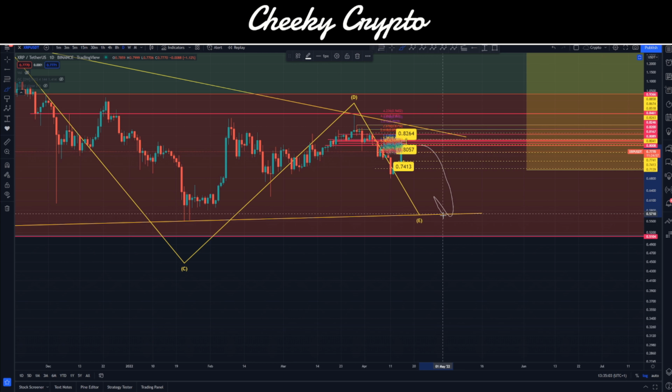The probable outcome of that is that we move on down here. And again, we're following the right structure for this. We have an A. This is our bounce for a B. And then we pull down in a C. That will complete the E wave.